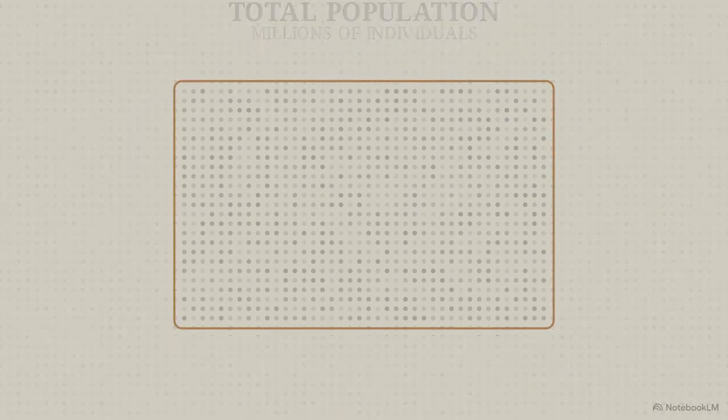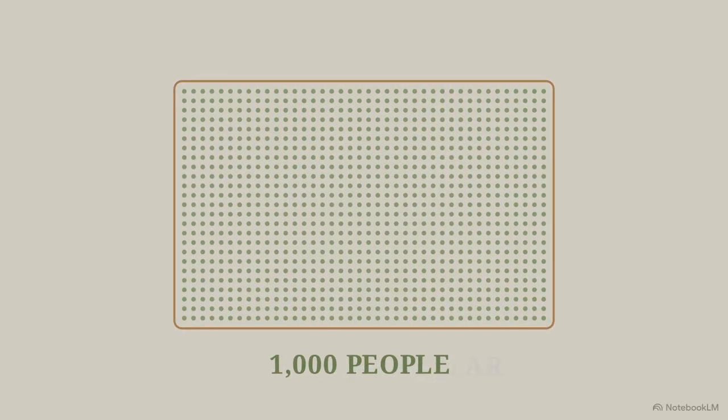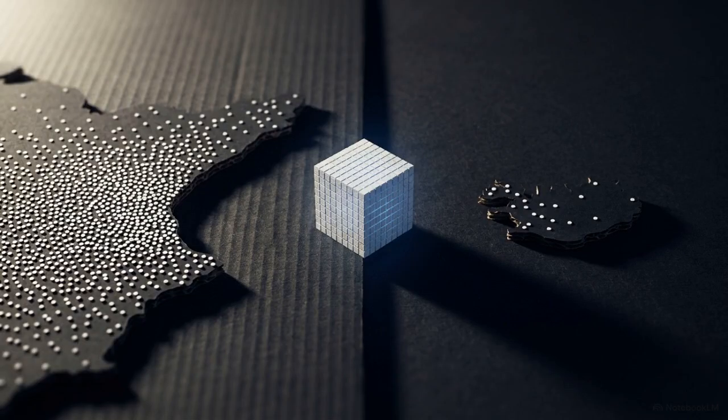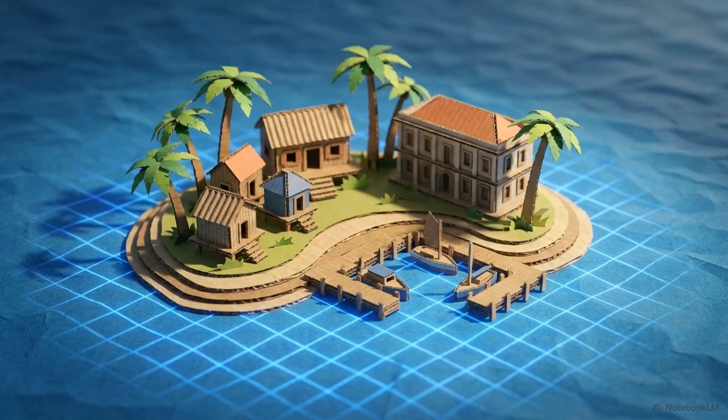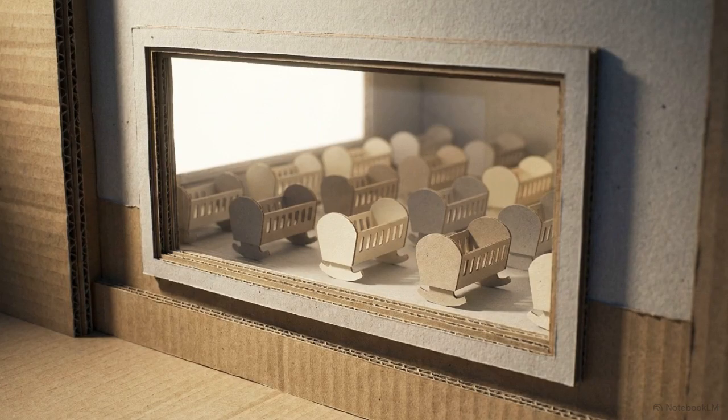Instead of looking at millions of individuals, they measure these events per 1,000 people in the population over a single year. Standardizing the math this way is crucial. It lets us put the growth rate of a tiny island nation and a massive global superpower side by side on a totally equal playing field. Let's look at those moving parts, starting with the birth rate.